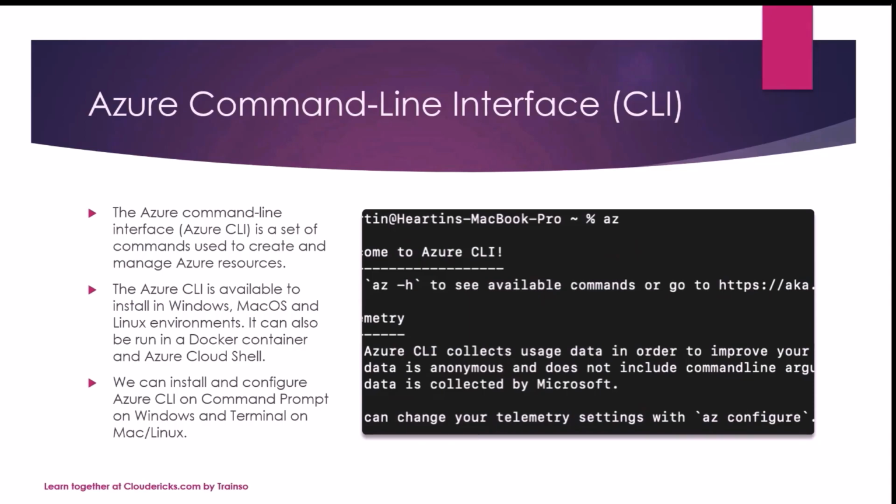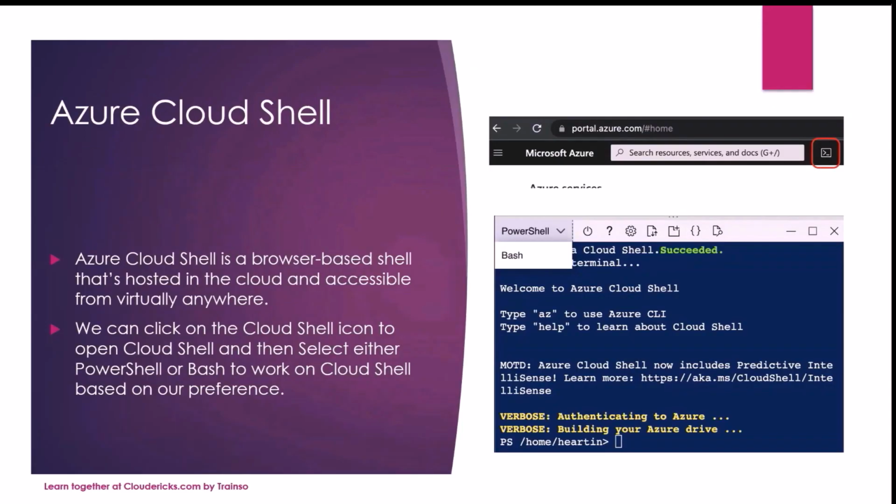But again, for running CLI options also, Azure provides a way that doesn't require anything to be installed on your local machine. Azure Cloud Shell. Azure Cloud Shell is a browser-based shell that is hosted in the cloud and accessible from virtually anywhere. We can click on the Cloud Shell icon to open the Cloud Shell and then select either PowerShell or Bash to work on Cloud Shell.